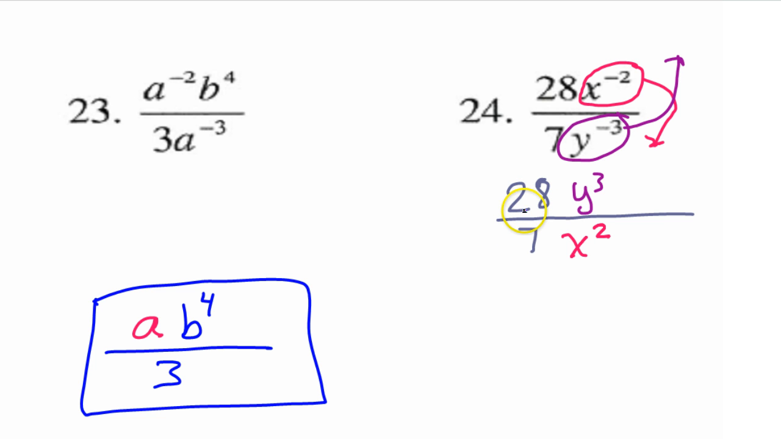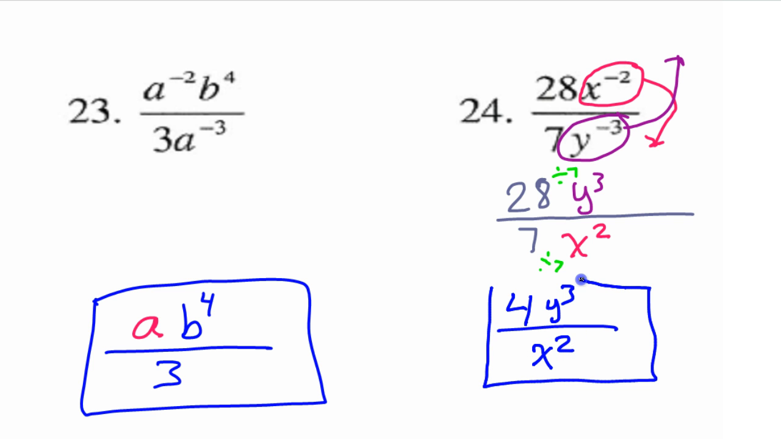Now 7 goes evenly into 28. So technically you should think of it as dividing both of these by 7. We're dividing the numerator and denominator by 7. So, of course, 28 divided by 7 is 4. And then we've got our y to the third power. 7 divided by 7 is 1, which we don't need to write down. So that'll just be x squared. So this will be the answer to number 24.